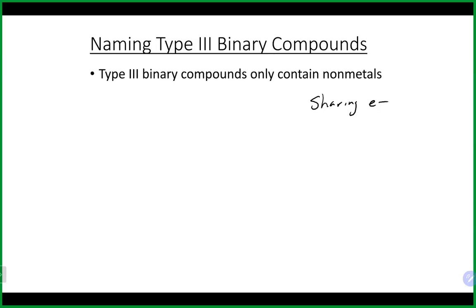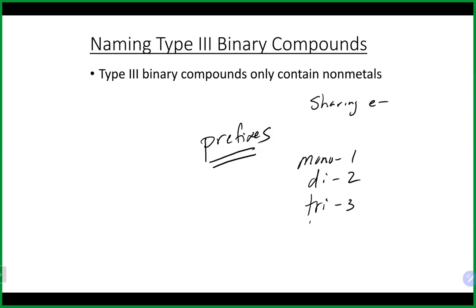And your long-awaited wait is over. This is where we use prefixes. Yeah, this is actually the appropriate place to use prefixes, nowhere else. And we use prefixes like mono, which is 1, di, which is 2, tri, which is 3, tetra, which is 4. I think there's a table coming up there that has it on it.